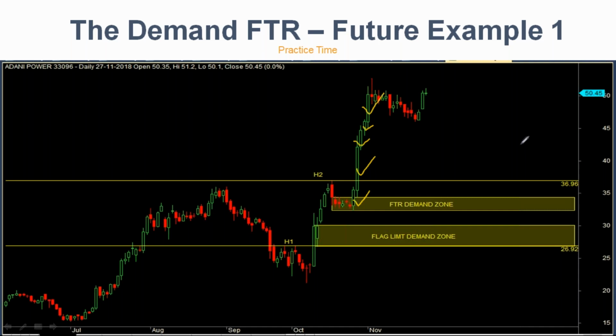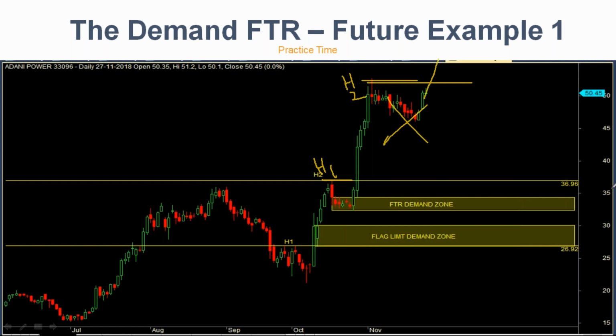FTR can be between 45 to 50 also. No idea. Let me check. So price went up. Now if this is H1, it broke the high and formed a high. No, there is no FTR there. Why? H2 is not yet broken. Friends, is it clear? If I take this as H1, this is not an FTR still until this guy breaks that high.